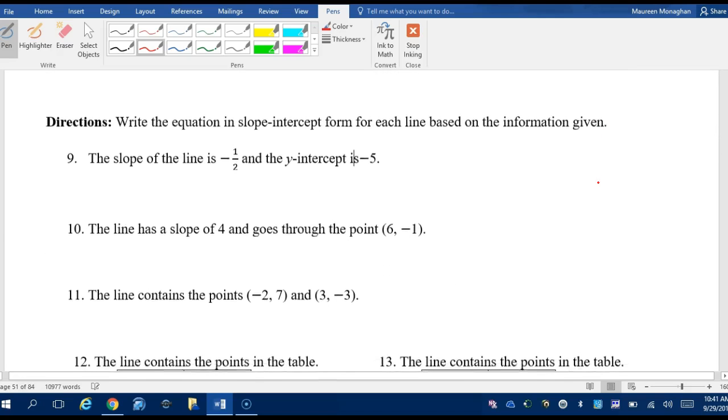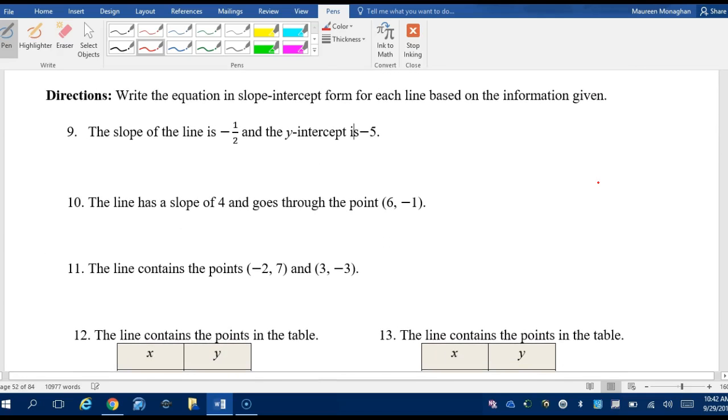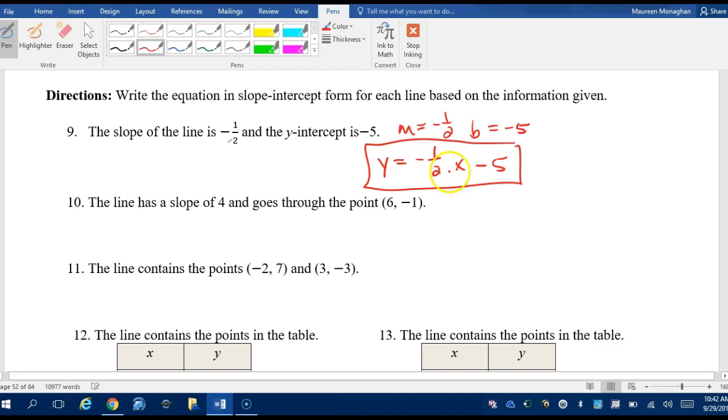Next, write the equation in slope-intercept form for each line based on the information. Slope is -1/2. Y-intercept is -5. I got this. I got it, guys. y = -1/2 x - 5. Boom! All we had to do is substitute.